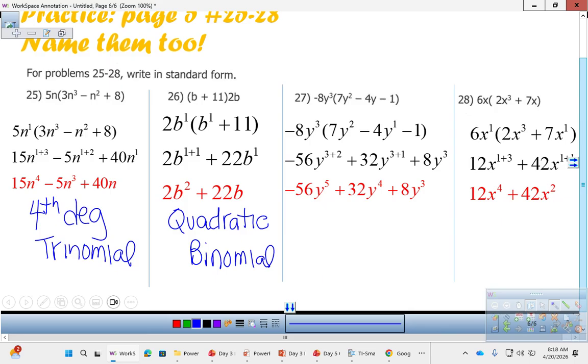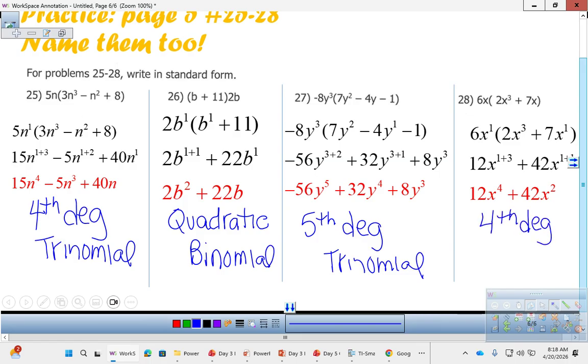I added a 1 for number 27 to the 4y, so it was like 4y to the 1. That way I didn't forget to add it when I added the exponents. This is a 5th degree trinomial. And for the last one, I added a 1 to the 6x to the first and to the 7x to the first. So I didn't forget to add that in when I did the multiplication. This is a 4th degree binomial.